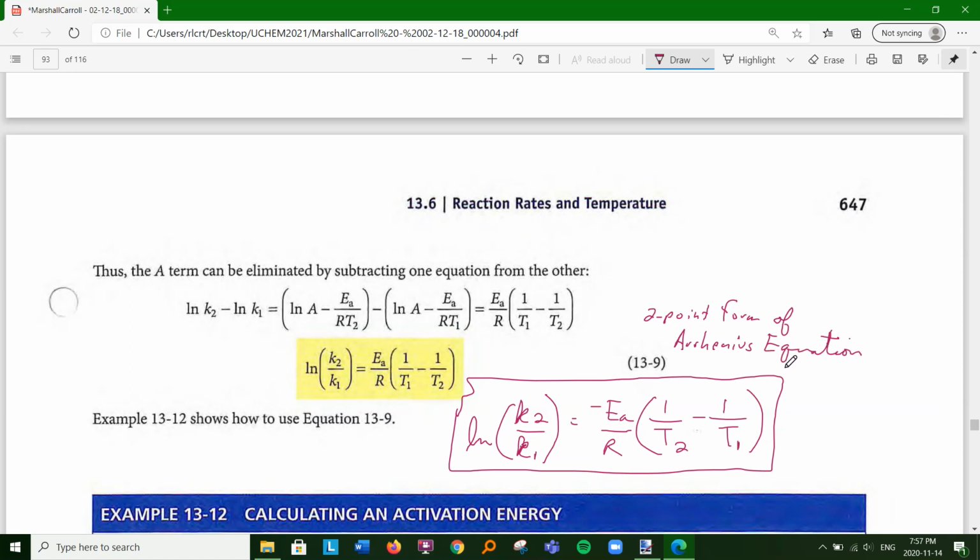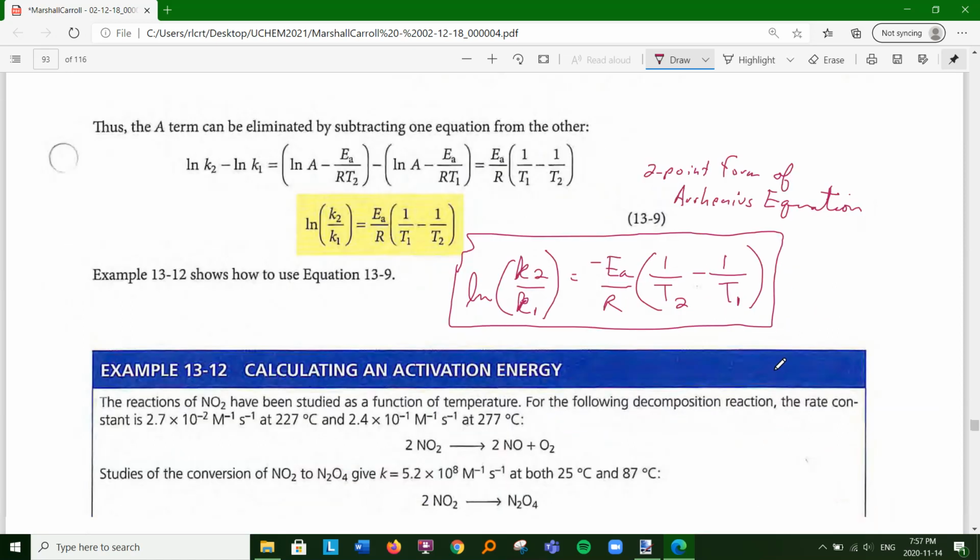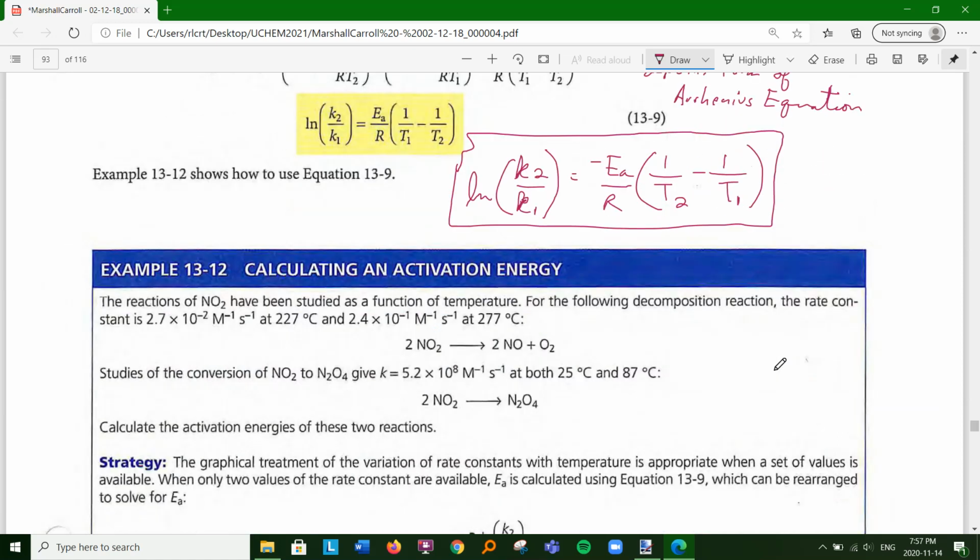Okay, so I think we have an example of that. The reaction of NO2 has been studied as a function of temperature. For the following decomposition, the rate constant is 2.7 by 10 to the minus 2 at 227 and 2.4 by 10 to the minus 1 at 277. Okay, so then there's some other thing, but let's do the first things first.